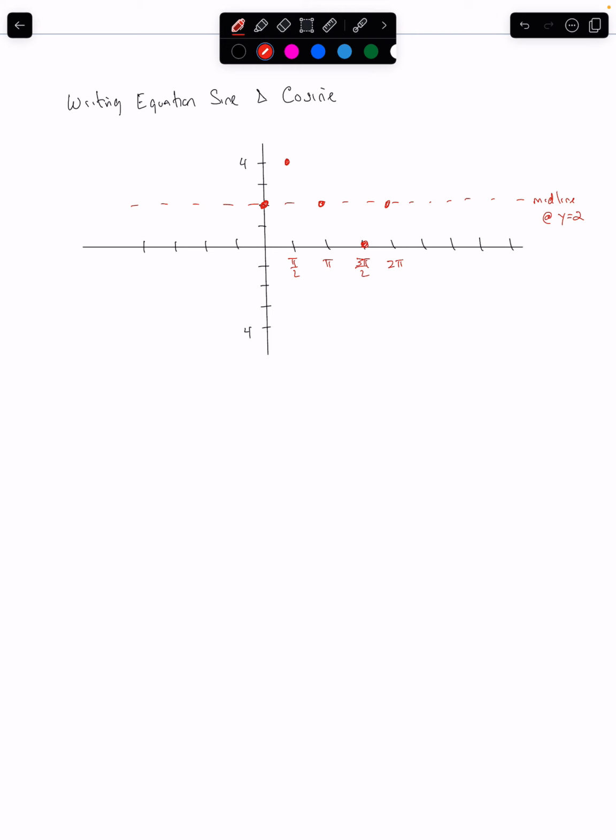So if this is a table, 0, comma 2, pi over 2 going up to 4, pi going back to my midline, 3 pi over 2 going down to 0, and 2 pi going back to my midline, right? So 1, 2, 3 coordinates always go back to your midline. All right, and this will go on forever. So if I continue this, it'll go on again.